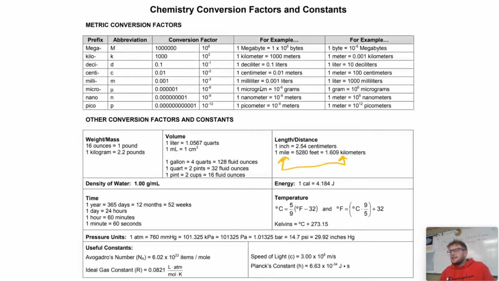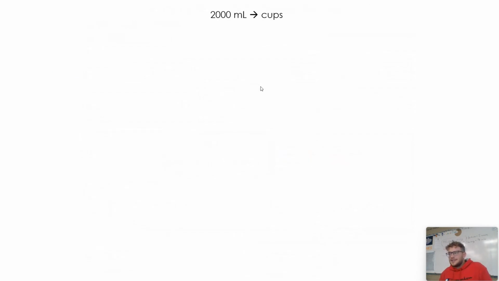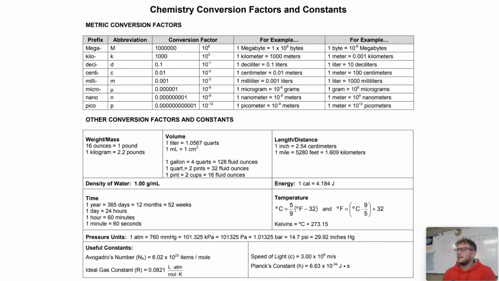Well, it does get a little bit more challenging. Let's say that we have this problem. We want to go from 2,000 milliliters to cups. All right. So again, first thing we do is we say, all right, is there a conversion between milliliters and cups on my conversion sheet? And I look and I say, okay, well, cups is down here. Milliliters is up here. Okay, milliliters to cups. It doesn't look like I have any conversion. All right, there's no direct conversion between milliliters and cups.